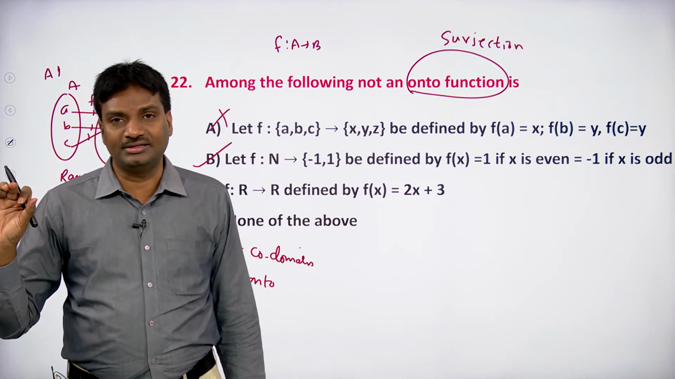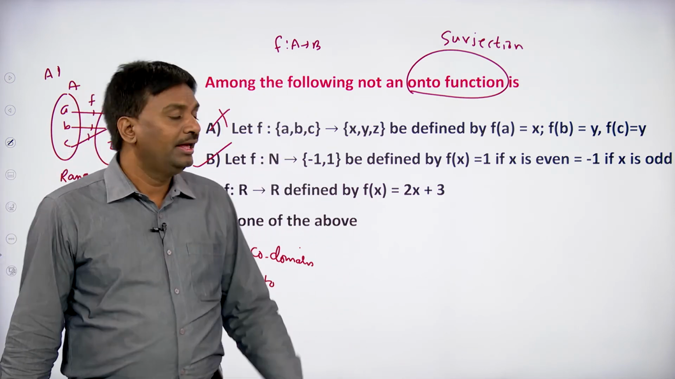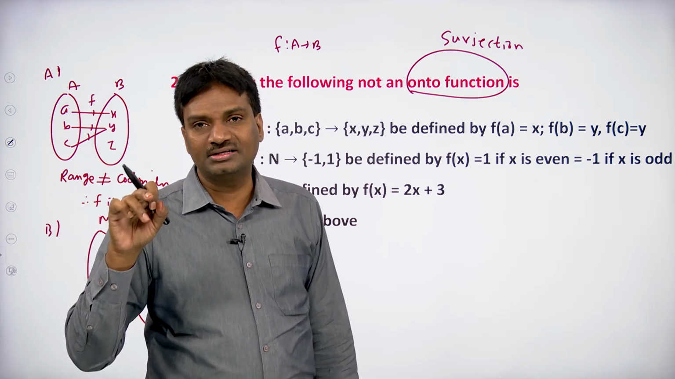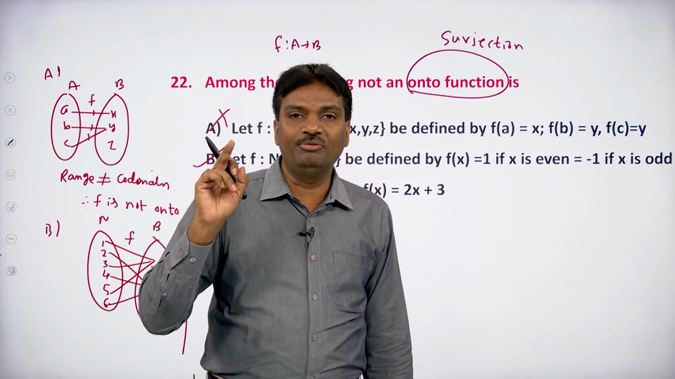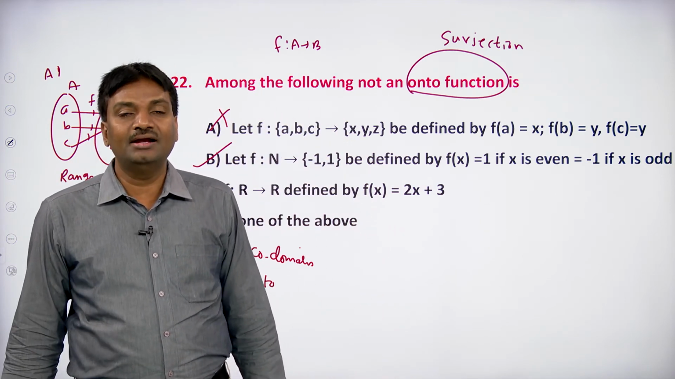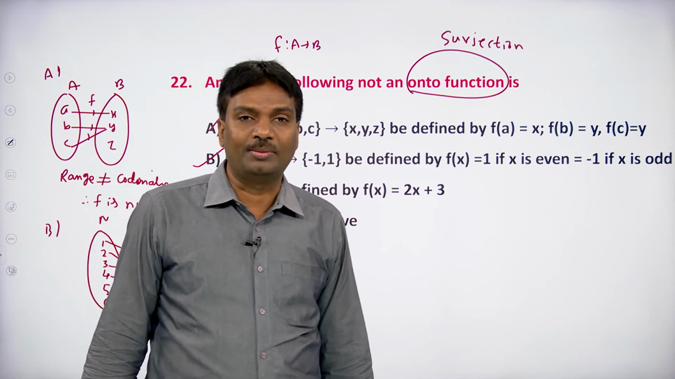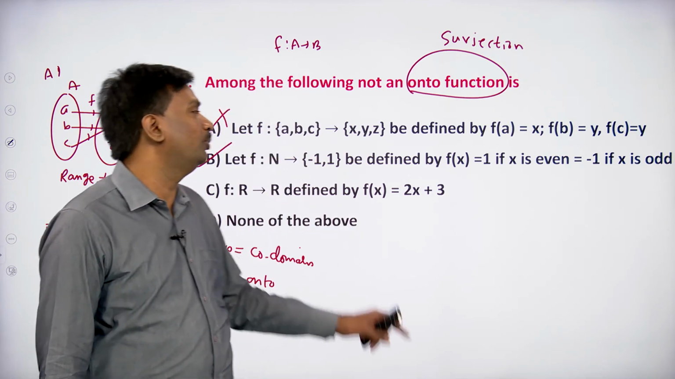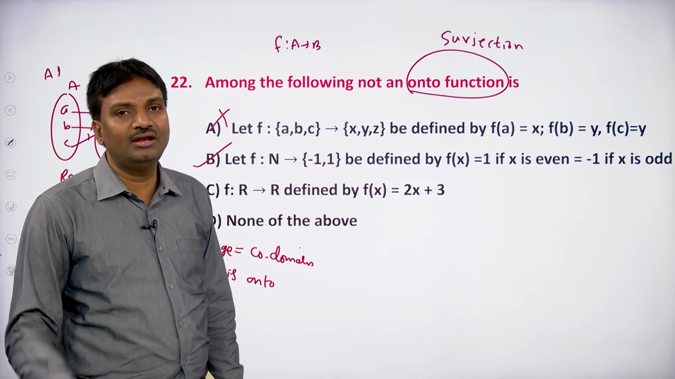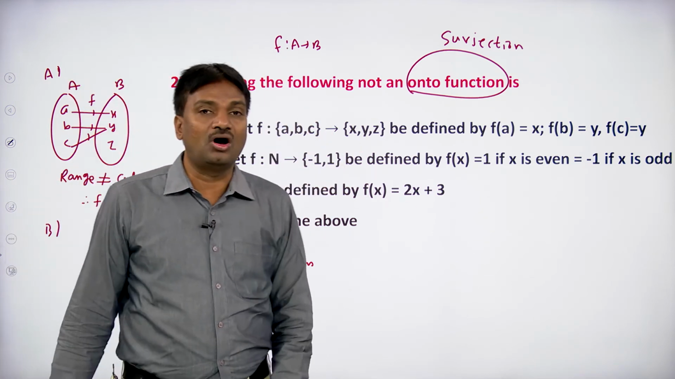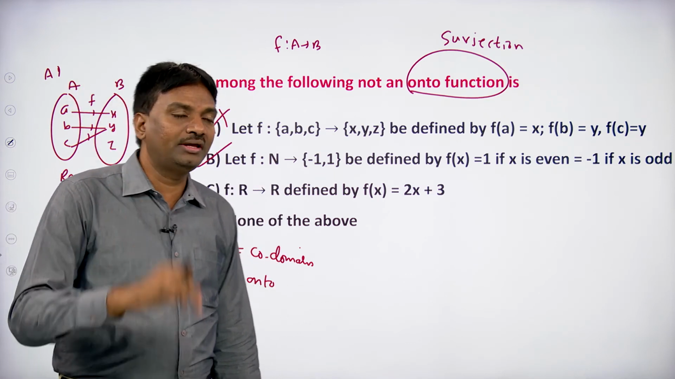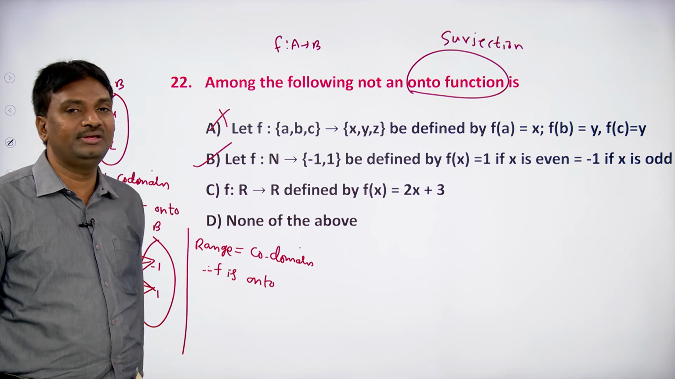Two definitions are there. According to the first definition, a function f maps A to B is said to be an onto function if every element of B has at least one pre-image in the domain A. The second definition is range equal to codomain. For the given function f maps A to B, the codomain is B. If that is equal to f of A, then we can say the function is an onto function. So by applying that definition to the given 4 options, we get option B is correct.